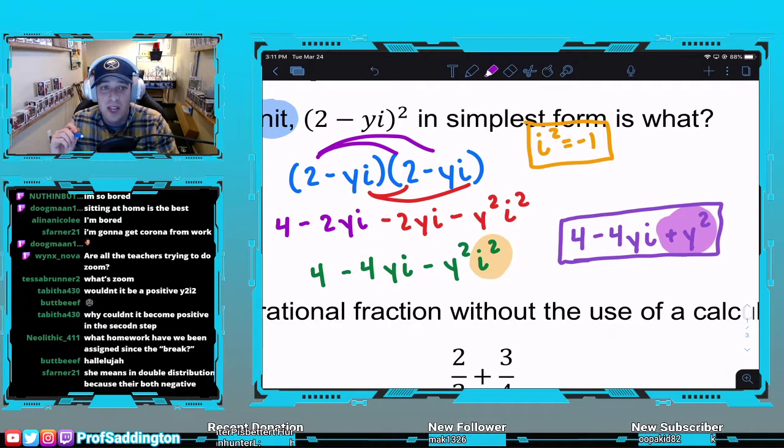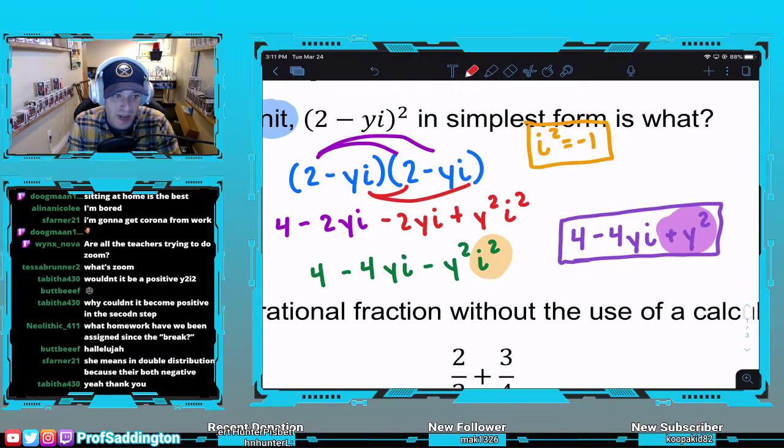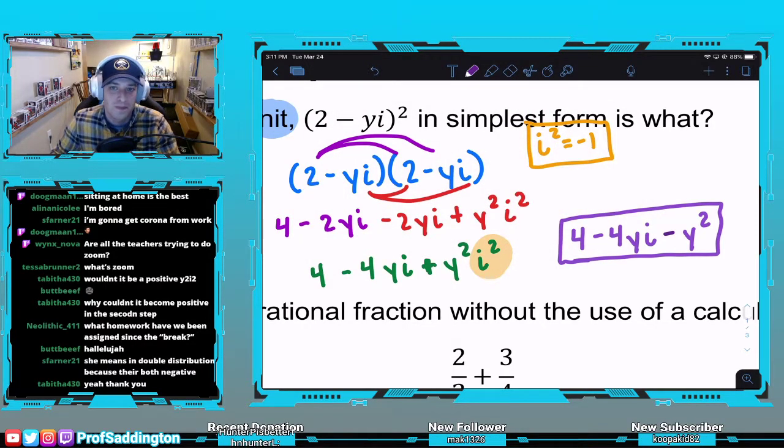When I distributed that yi and yi, good catch, guys. Those are both negative, so a negative times a negative would have made this y squared i squared positive. So this would become positive right here, which means it's positive down here. So now when I do -1 times y squared, it is going to become negative. Nice catch. There we go. Sorry for the people that are going to go back and watch this on YouTube.